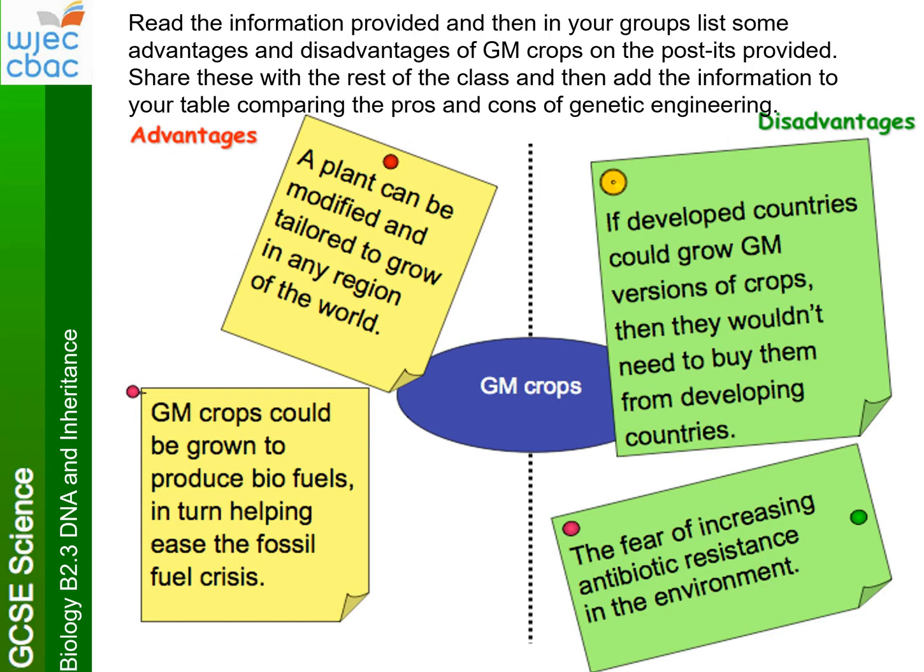So I need you to make sure that you're filling in the table. You can either have been pausing that and writing them down as we went through them, or you could be pausing it and writing down what you think, okay, are the advantages and disadvantages. So I've put a couple on here just so that you can see. So plants can be modified and tailored to grow in any region of the world. So it could be drought resistant. They could be used to produce biofuels to help ease the fossil fuel crisis. Disadvantages, okay, they would need to keep buying the seeds every year, the developing countries, and antibiotic resistance, okay.